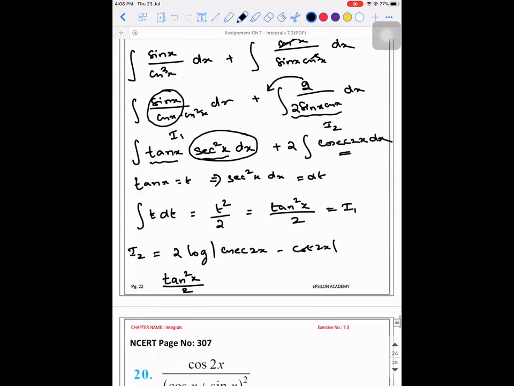So we are missing something else. What is that? Divided by 2, sir. Yes, you have to divide it with 2. So this 2 and this 2 will get cancelled. So the answer should be tan square x by 2 plus log of cosecant 2x minus cot 2x.